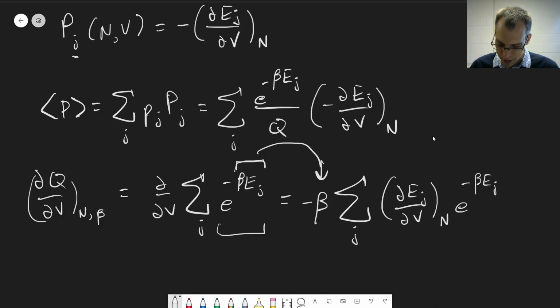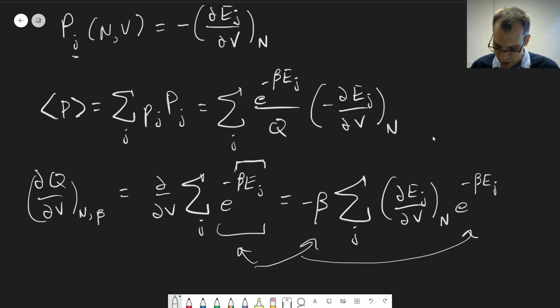Sorry, the negative beta is coming from the derivative of the exponential. We get beta back as well as the exponential. And the derivative of what's inside here is dE/dV at constant n. Okay, regardless, what we have here is, let me use a different color here.